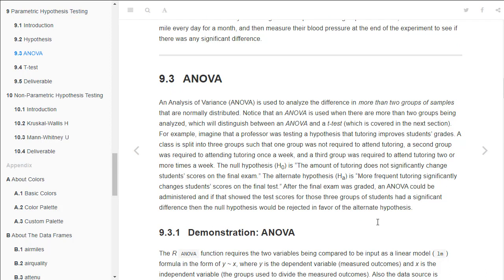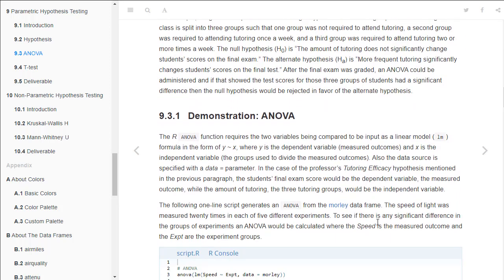First would be ANOVA. This stands for Analysis of Variance, and it's used when there are more than two groups of samples. So you have three or more populations, three or more samples that you're going to analyze, and the goal is to see if there's any significant difference between those three samples.